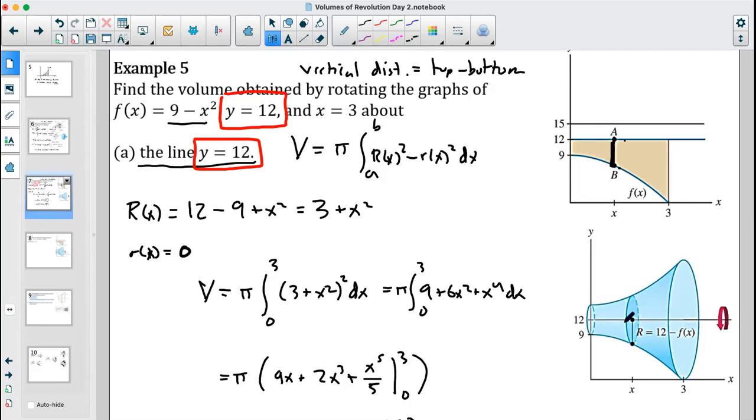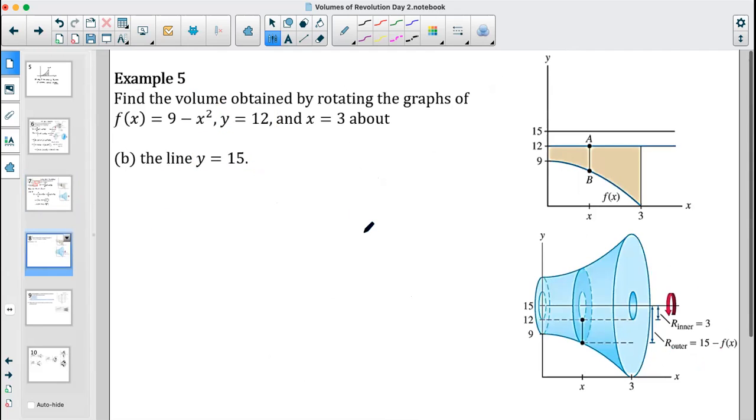Now we're going to do the same thing, but we're going to spin it around the line y equals 15. That's what this is. So now you can see from the picture, these are going to be washers. There's an inner radius now, and that's going to be the little r of x. So here's the region, and here's the axis of rotation. So now big R looks like this. It goes from the axis to the outer curve.